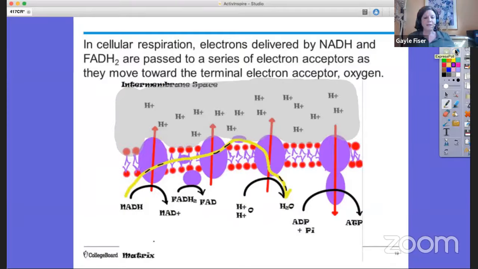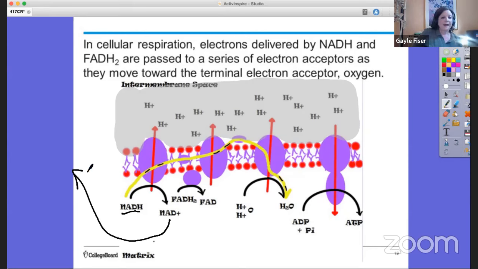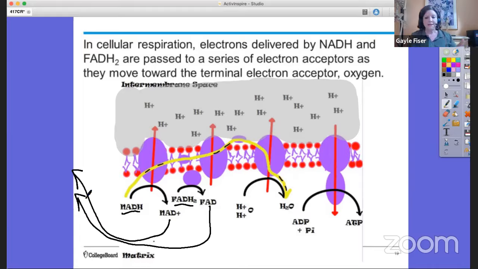All right, so in cellular respiration, now we can get to why we're building up this hydrogen ion concentration. In cellular respiration, electrons delivered by NADH and FADH2 are passed to a series of electron acceptors as they move toward the terminal electron acceptor, oxygen. So let's follow their path. Here was our NADH, and NADH lost its two electrons. They're on the electron transport chain, and now NAD plus can go back and pick up more electrons and continue working. The same thing will happen with FADH2, and then FAD can do the same and pick up some electrons at the Krebs cycle.